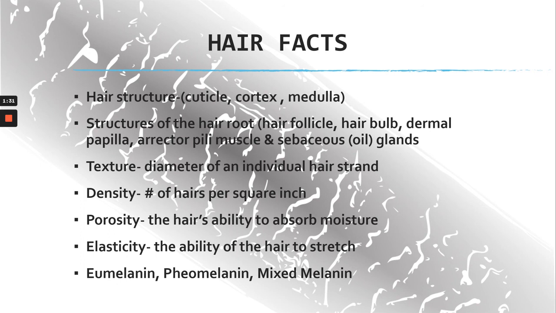Eumelanin, from black to brown. Pheomelanin, from red to blonde. Remember Fiona from Shrek, and mixed melanin. So when we talk about color and talk about levels, we want to remember that eumelanin exists in certain levels from 1 through 5, and pheomelanin exists in levels from 6 through 10. Next topic we're going to talk about is products.